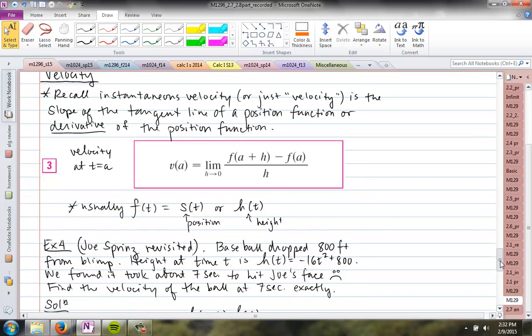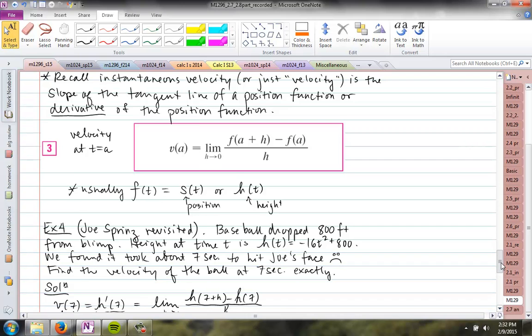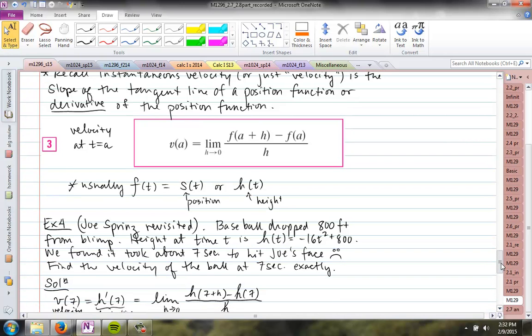And this is what we talked about in 2.1, that if our function is representing the position function, then the velocity at a particular t equals a value is the derivative at t equals a. So sometimes we write our function as a height function, like we saw with that Josephson's problem, or s is sort of the more generic way to write position.